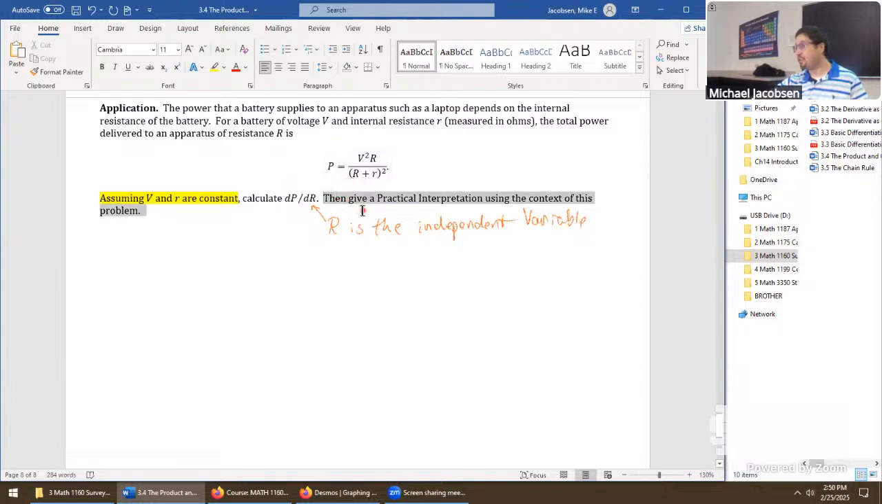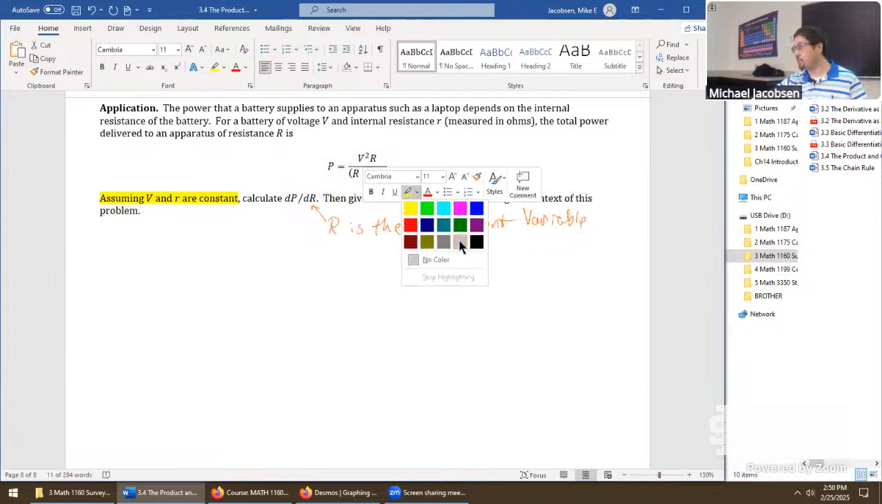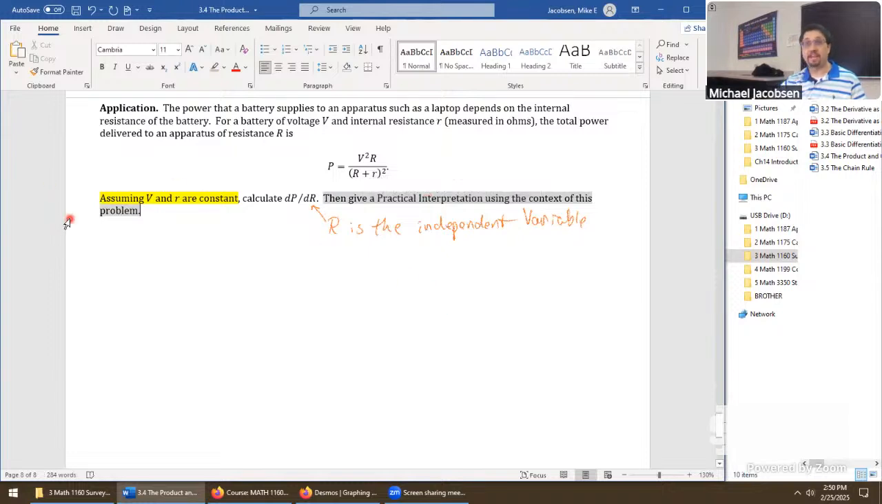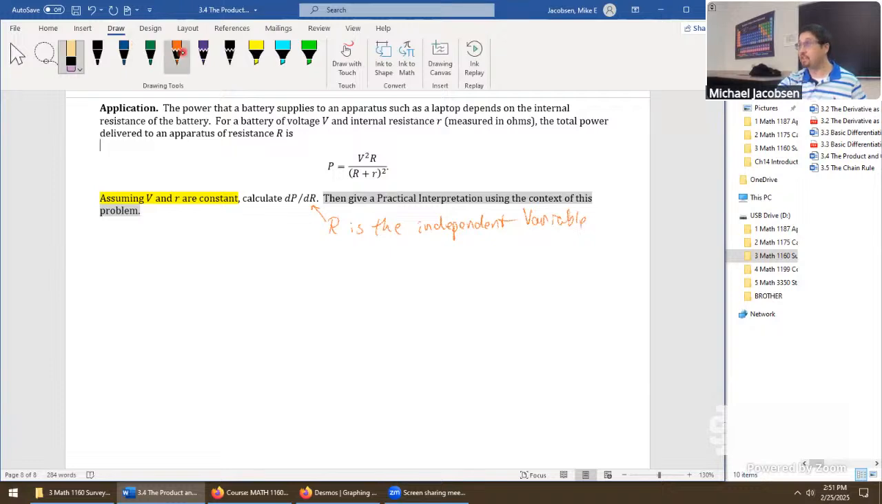Then once we calculate it, the harder thing, let me highlight this so I don't forget, is to give a practical interpretation using the underlying context. Now, second challenge, if r is the independent variable, r appears in the numerator and denominator, implies this is also a quotient rule problem all at the same time. So we need to hit this with quotient rule. And really, that's the whole challenge of this problem.